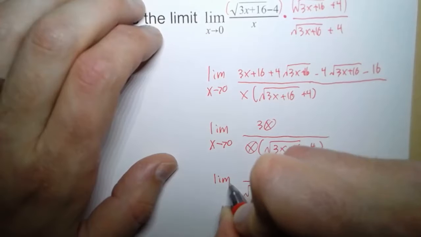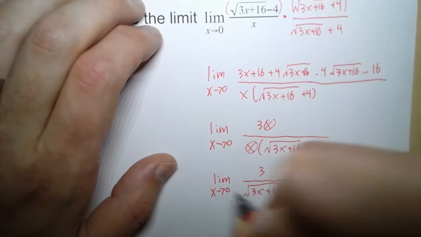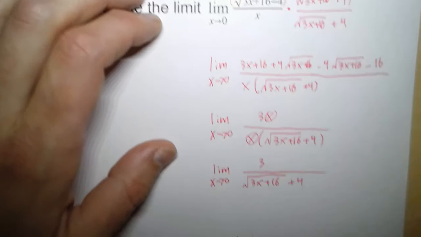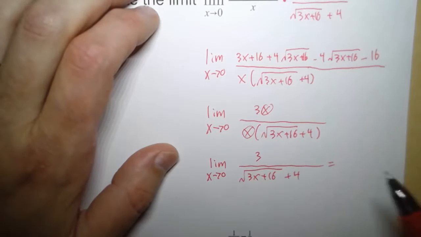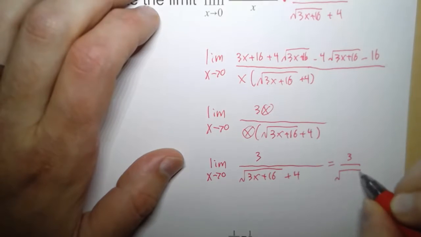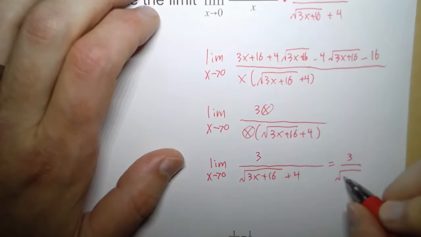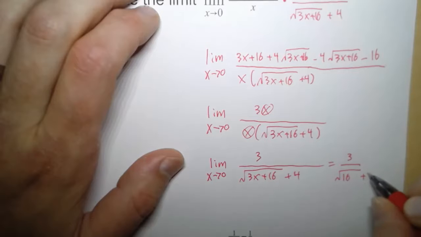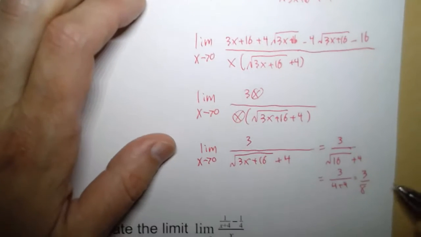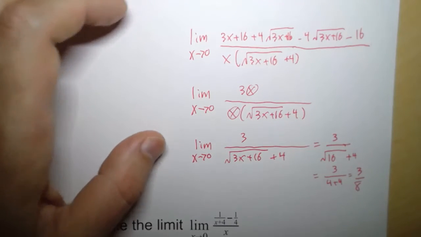And now we can plug in 0 because we won't get a 0 on the top and we won't get a 0 on the bottom. We'll be left with 3 on top, and then radical, well, 3 times 0 is 0, so it's radical 16 plus 4. So that's 3 over 4 plus 4, which is 3/8. So that is what our limit is equal to.